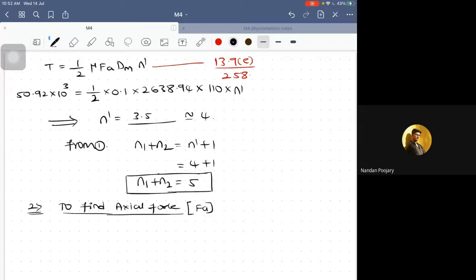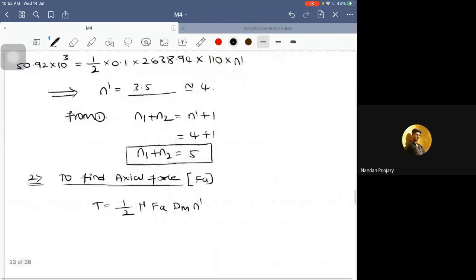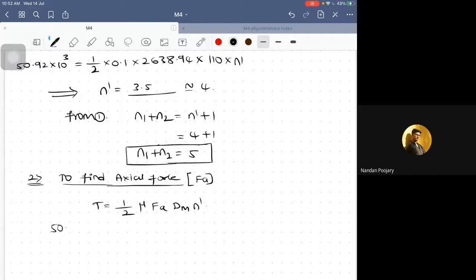So torque is equal to half mu Fa dm n dash. Now substitute all the things you know. That's 50.92 into 10 to the power of 3, equals half cross mu value 0.1 cross Fa, which is to be found, into 110, and do not substitute 5 here. It is 4. It is the value of n dash that you have to substitute. So from this, how much is the value of Fa?